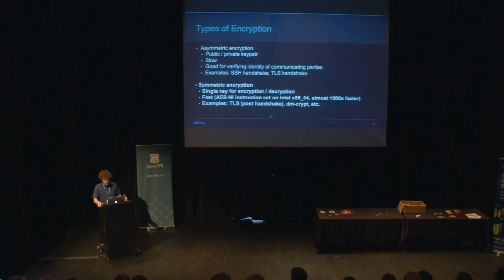Now, this is going to be way, way faster than doing asymmetric encryption for everything. On an x86-64 architecture, if you have the AES-NI instruction set, which if you're using an Intel processor you probably do, it will actually be just about 1,000 times faster to do this encryption and decryption than it would be if we were trying to encrypt everything with RSA or some similar algorithm.